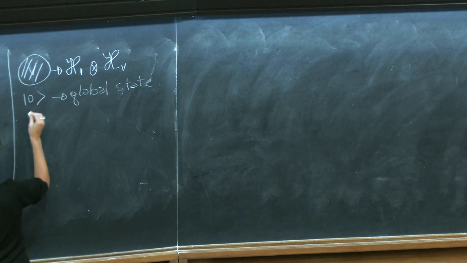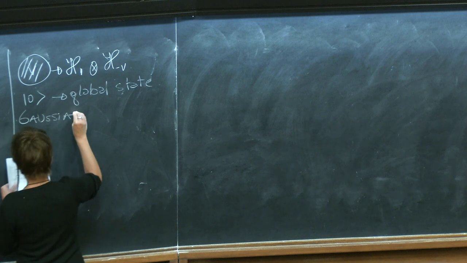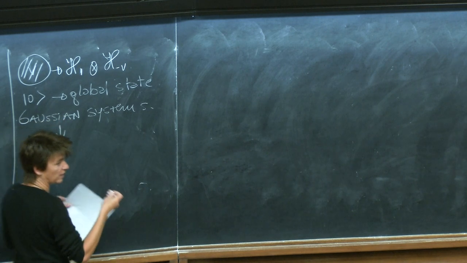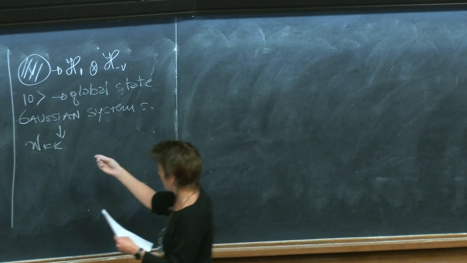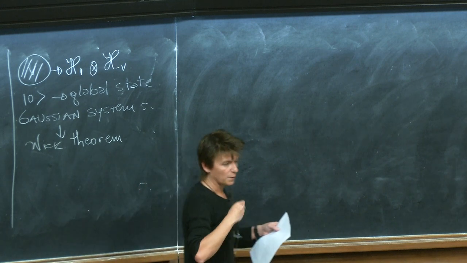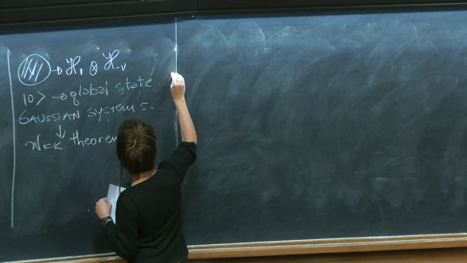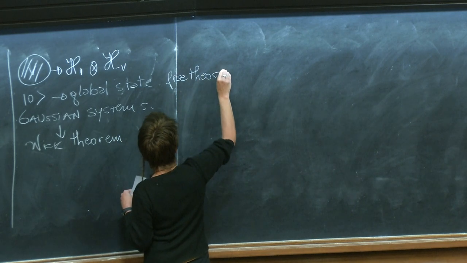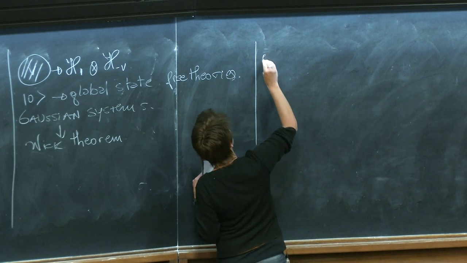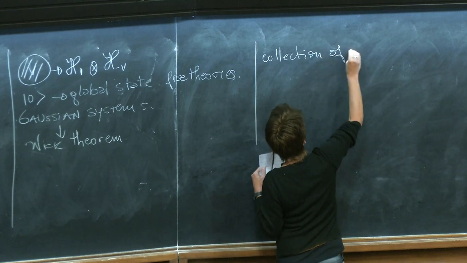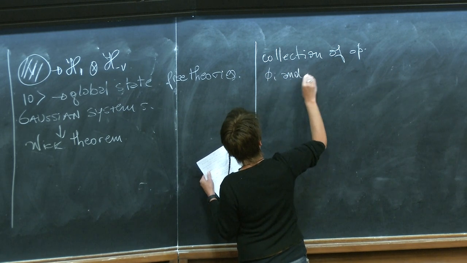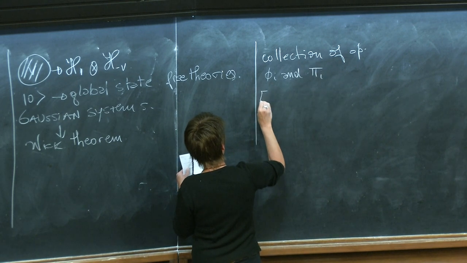And we are going to consider Gaussian systems. What I mean is that all the information of the theory is in the two-point functions, okay? You have the Wick theorem. So, for example, we are going to take the vacuum in free theories, okay? And let's say we have a collection of operators with canonical commutation relations.